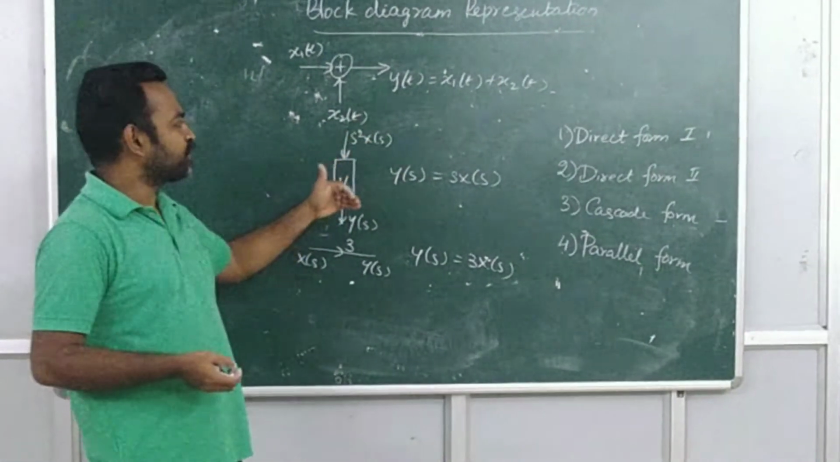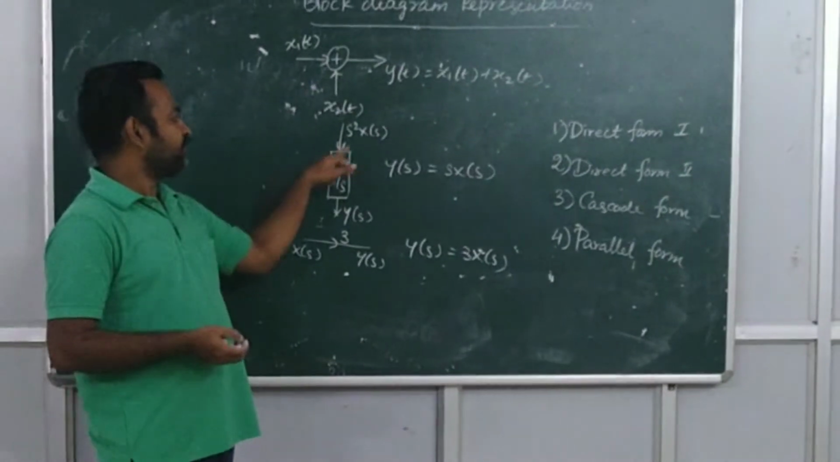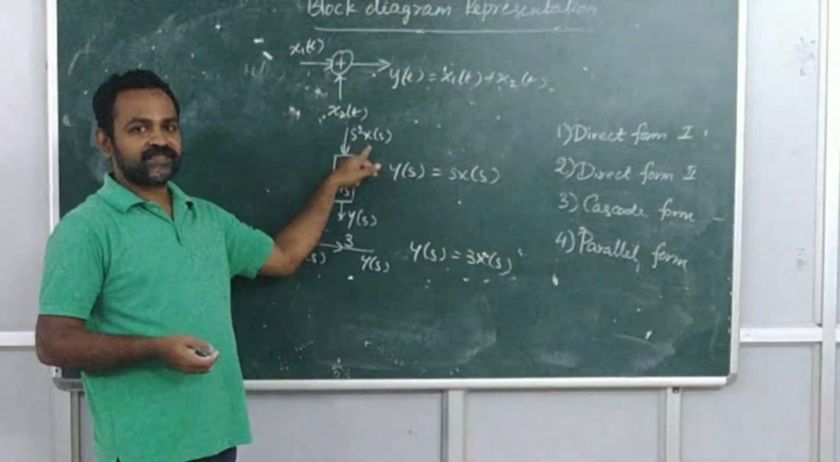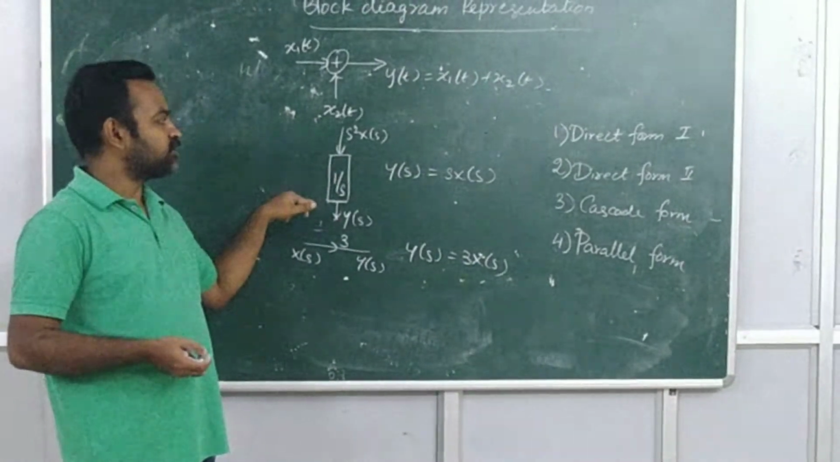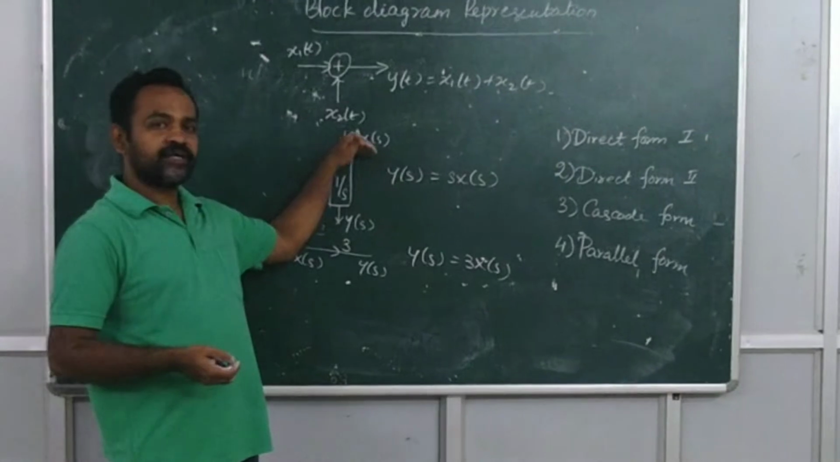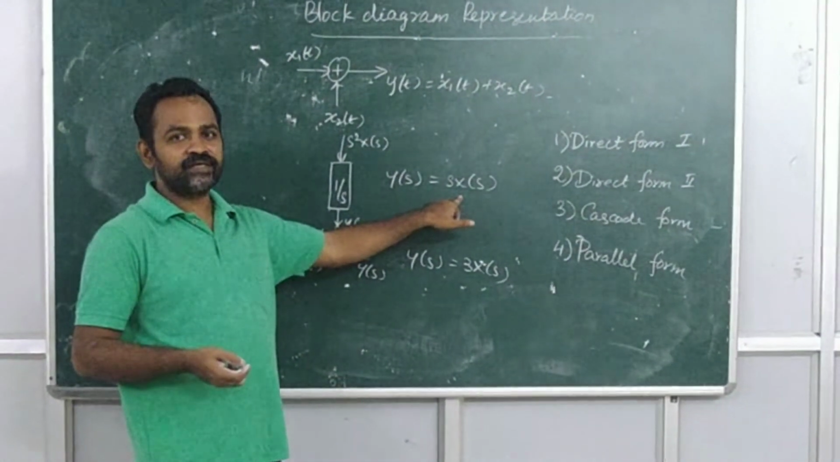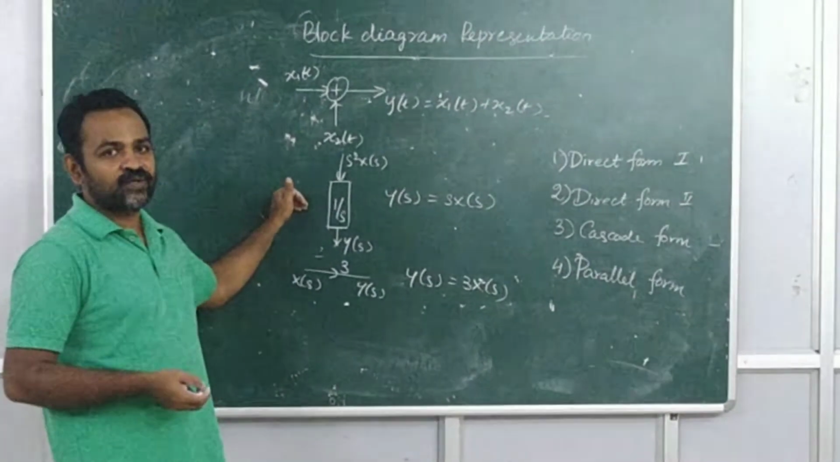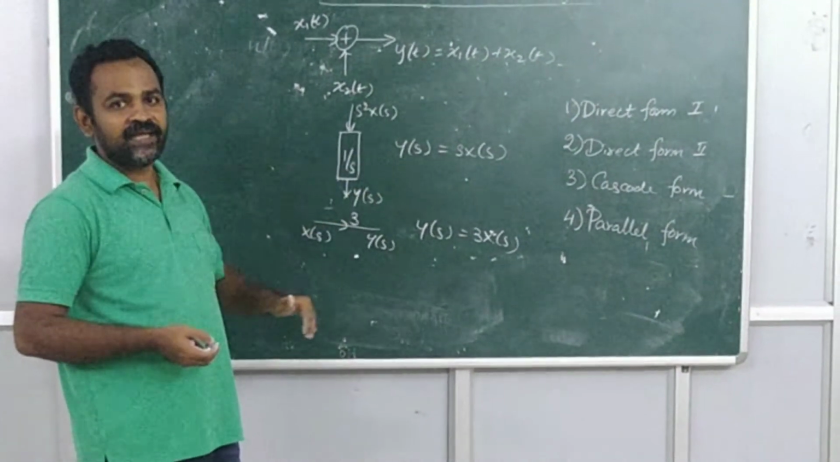The next important block we are going to use is the integrator block. Suppose your input is s square x of s. If you pass the signal through this integrator, your output becomes 1 by s into s square x of s. So the result will be s into x of s. This block is called the integrator block, or otherwise we can call it a delay element.